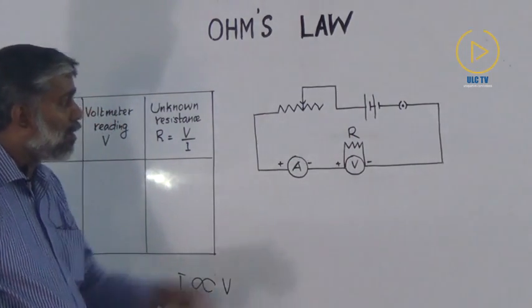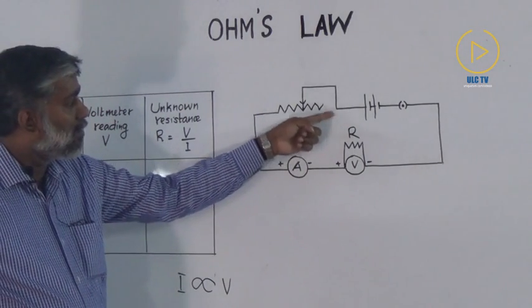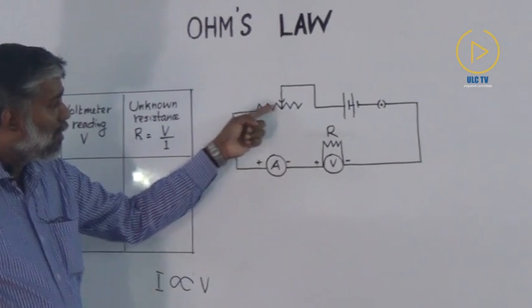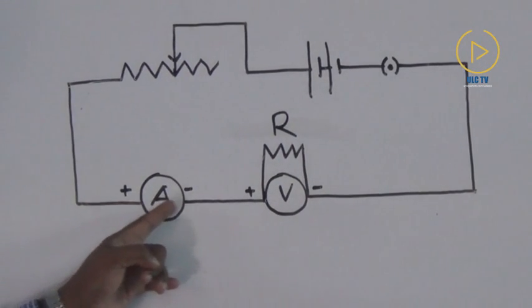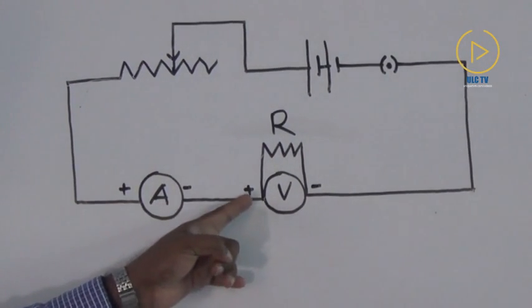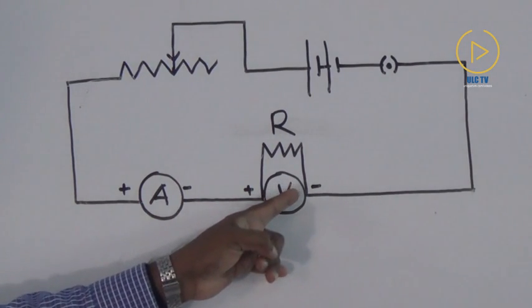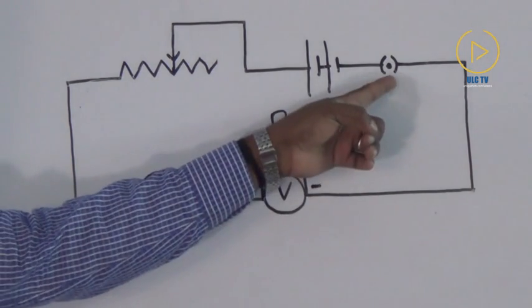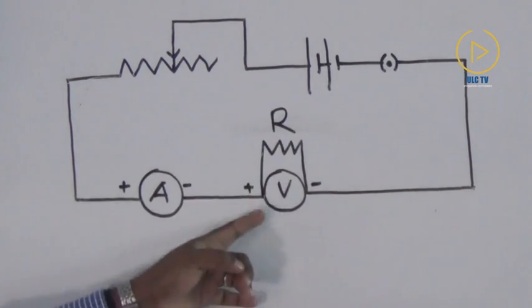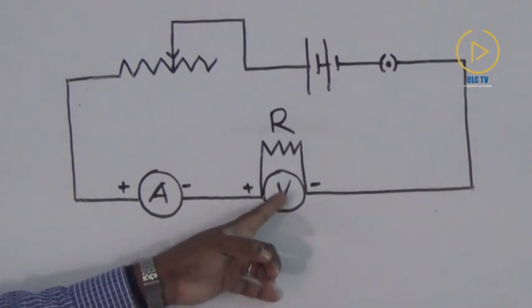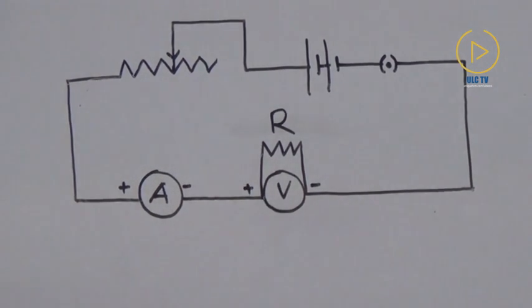Once again I will explain. Positive of battery is connected to rheostat. The other end of rheostat is connected to positive of ammeter. Negative of ammeter is connected to positive of voltmeter. Negative of voltmeter is connected to one end of key. The other end of key is connected to negative of battery. Then across the terminals of voltmeter, we are connecting the unknown resistance.